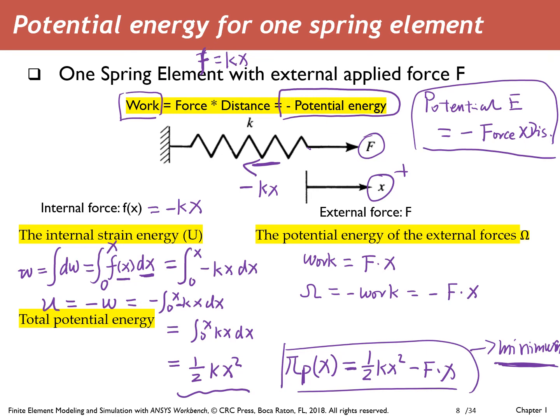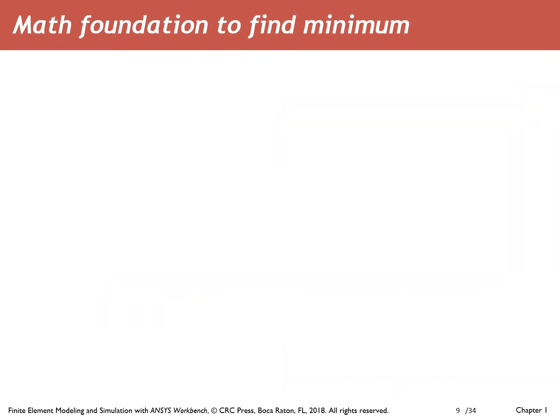Right, okay, so to minimize this potential energy, we look at the math basics to find the minimum for a function. Let's use an example to help you understand this, to set up the big picture. If we have a function, let's say y is a function of x, a parabolic shape, x squared minus 2x plus 1. Well, we know that this is a parabolic shape.